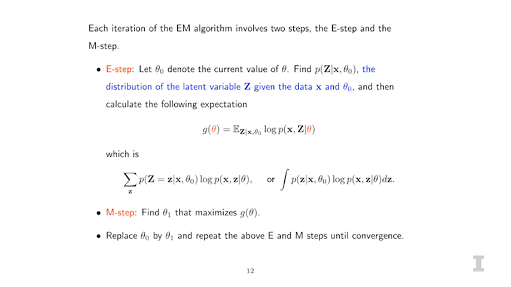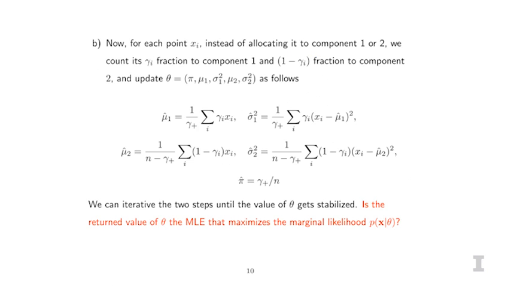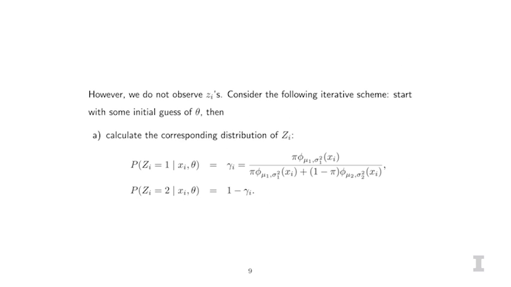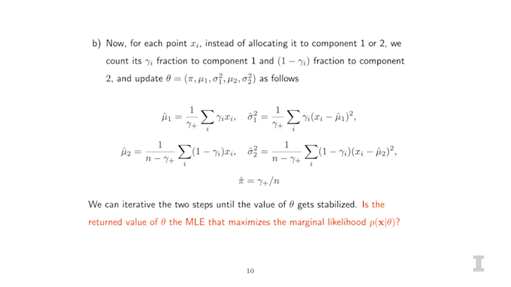So you're going to see that the heuristic iterative approach we proposed for the two-component normal is essentially the EM algorithm. Remember, we first compute the conditional probability of Zi equal to 1 or 2 given the data x and some initial value theta. And then we're going to update the mu's, sigmas, and pi using this formula.